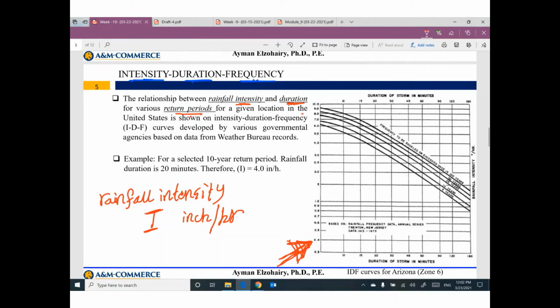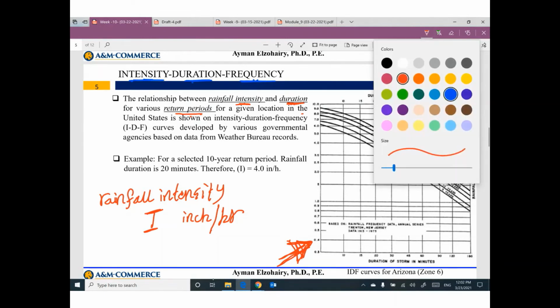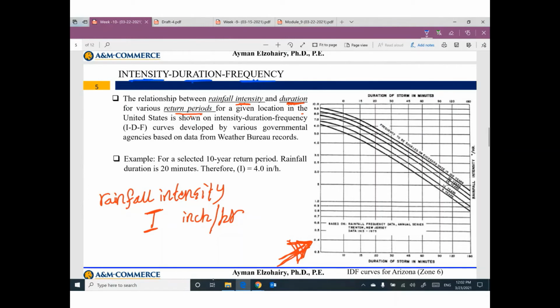For example, let's assume we have rainfall. The duration of this rainfall is 1 hour. So the duration is 60 minutes. And this rainfall will be repeated every 25 years. So I will go up until I hit the curve for 25 years. This one, 25 years. From this point, I will go horizontally to figure out the value here. Intensity will equal something like 2.4 inch per hour.